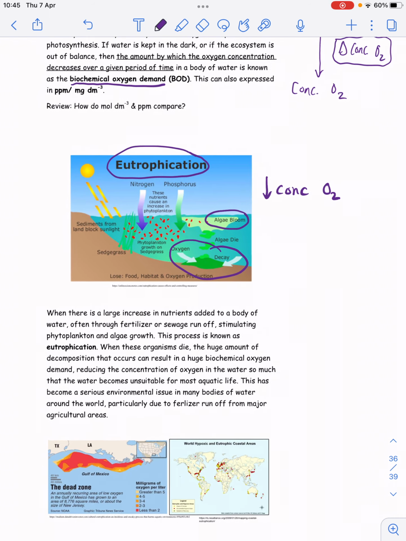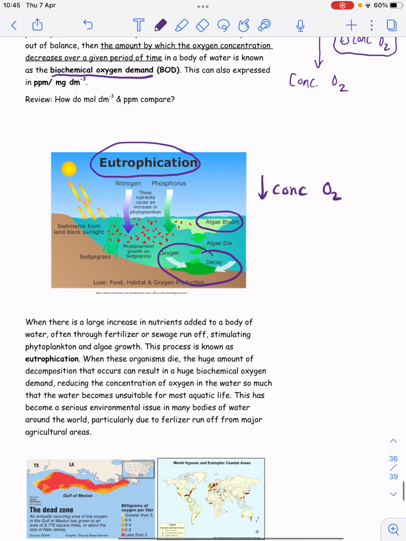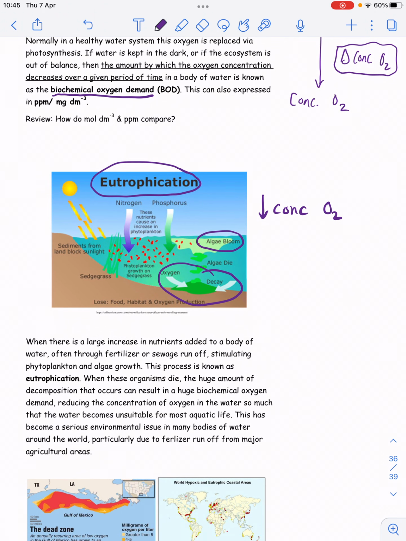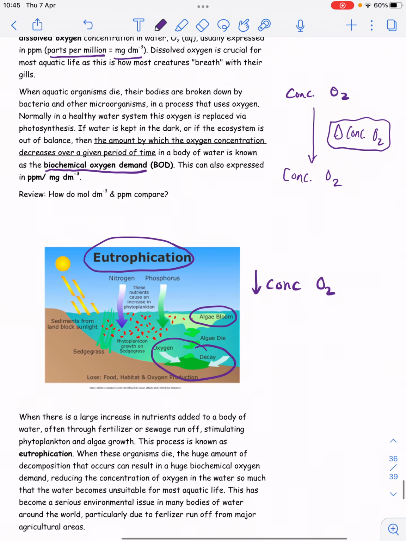And so we're tying it into the environmental chemistry. I don't think you need to really know about eutrophication for the exam, but it links to this biochemical oxygen demand.